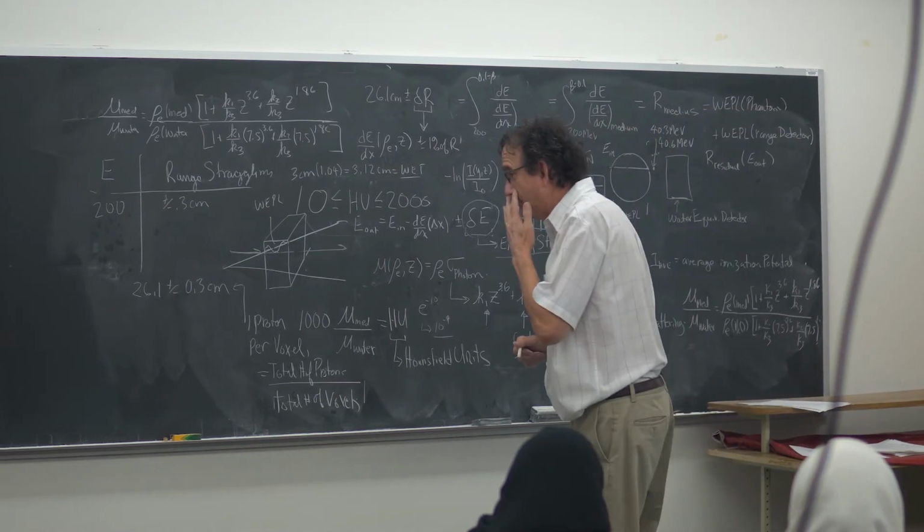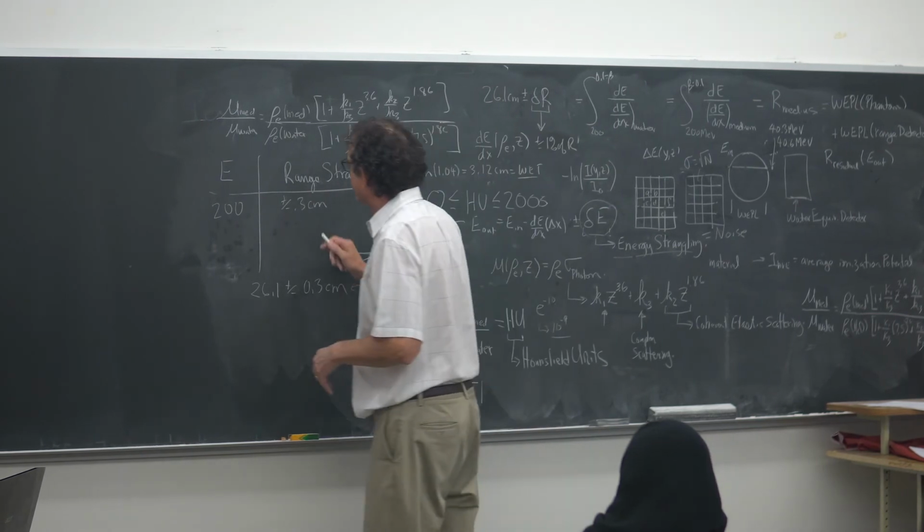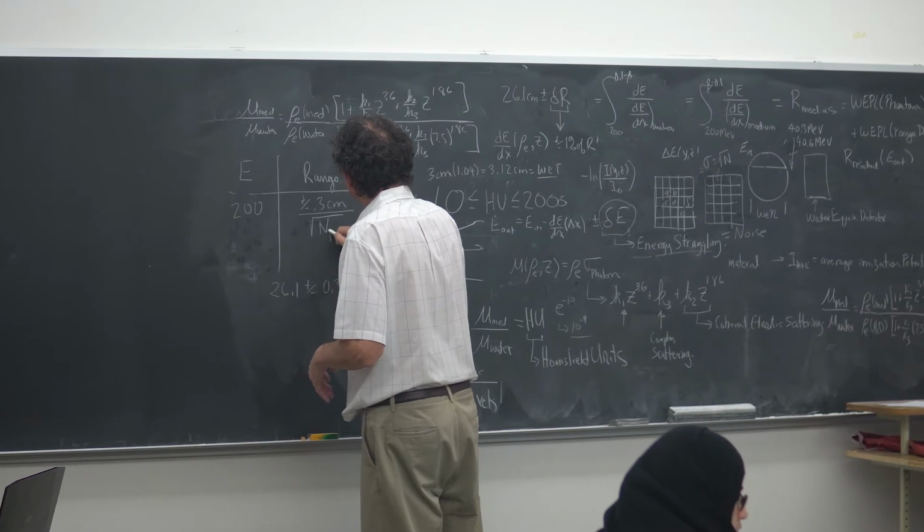But it's also true that if this is a representation of the noise, this number will go down by the square root of the number of protons in the voxel.